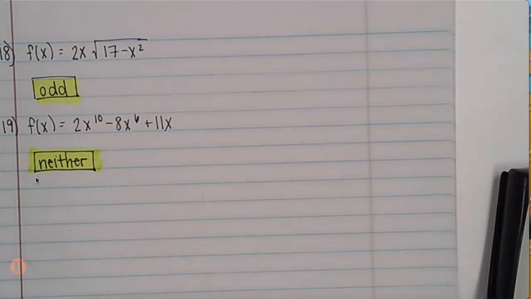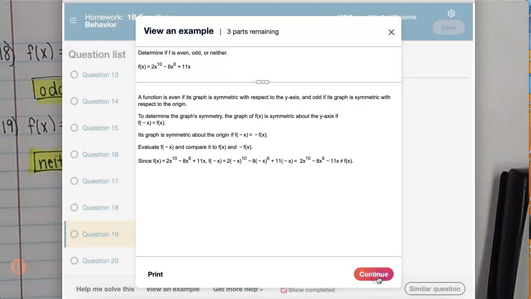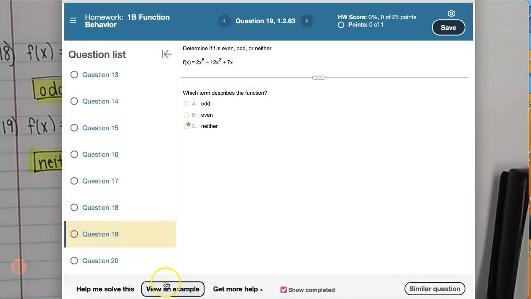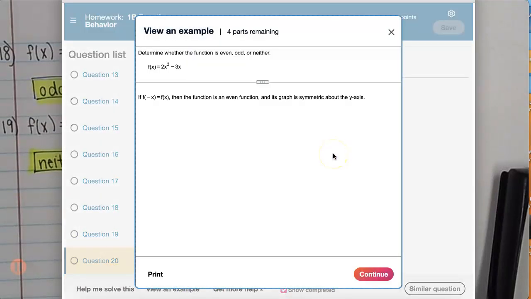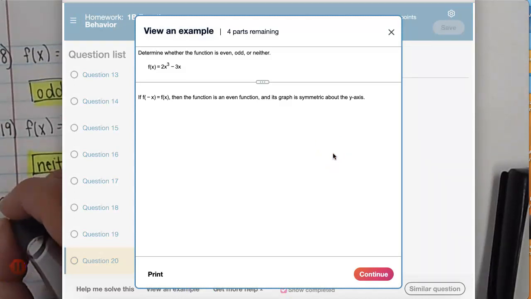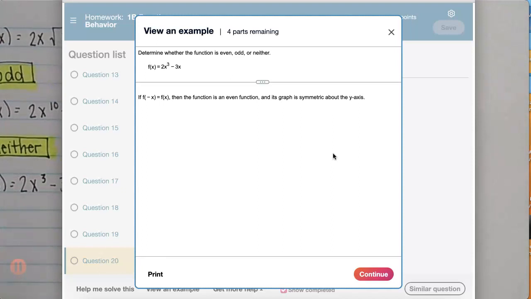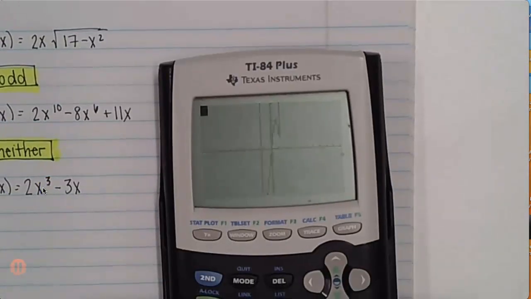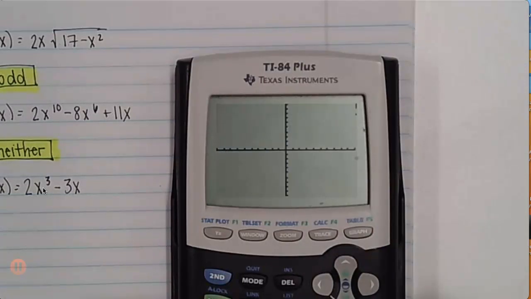All right, let's go on to number 20. For this one, we have f of x equals 2x cubed minus 3x. Let's graph it. This appears to be odd.